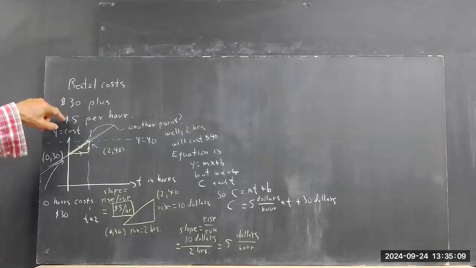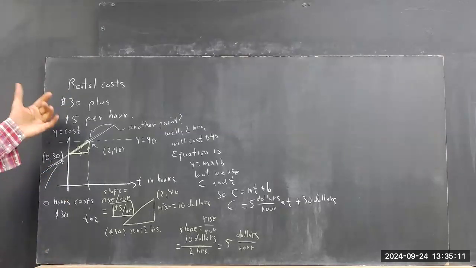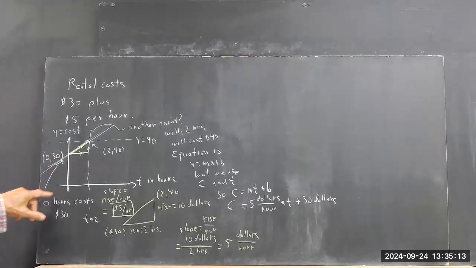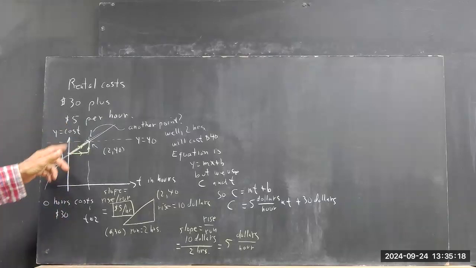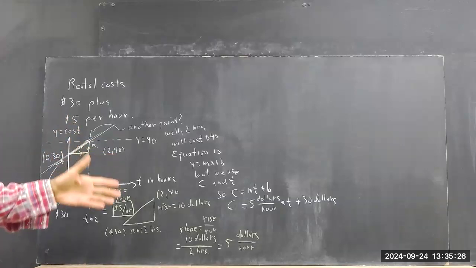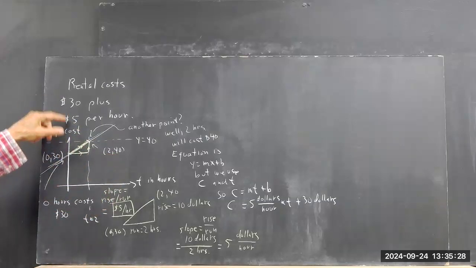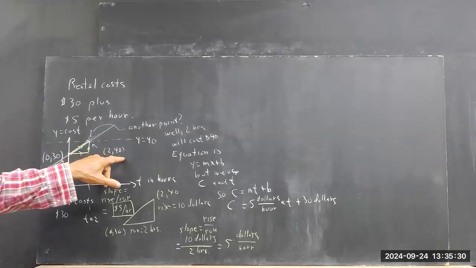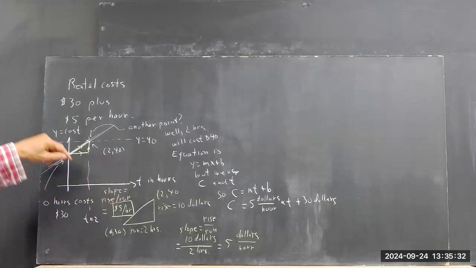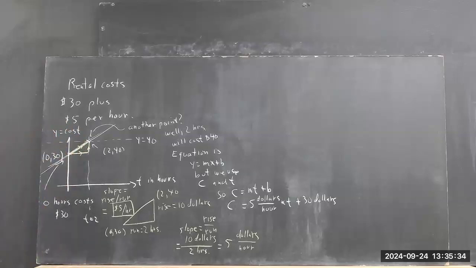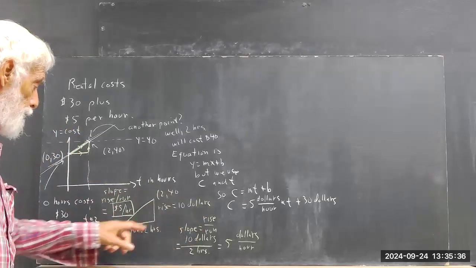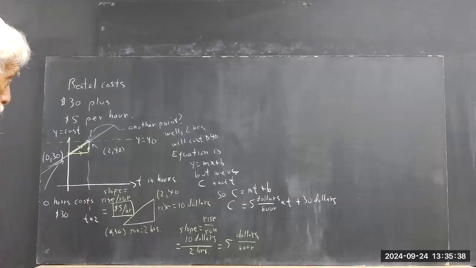You've got $30 plus $5 per hour. You can plot the point (0, 30) because 0 hours costs $30. To get another point on the graph, so we can write a formula for the function, we know that if you rent for 2 hours, it's going to cost you $10 plus the 30. So 2 hours is going to cost you $40. Then we can do this triangle, and we can work out the rise, the run, and the slope.